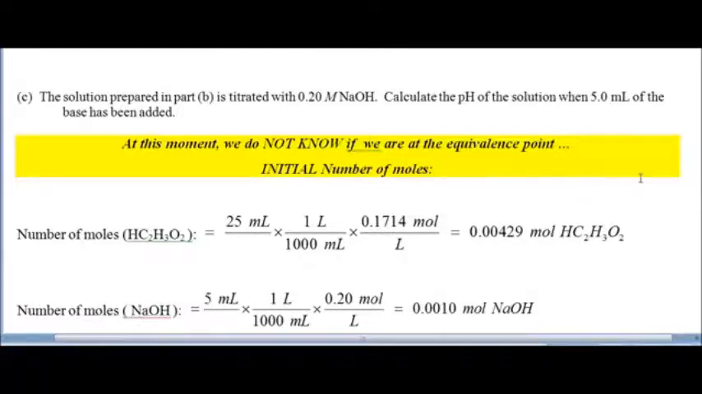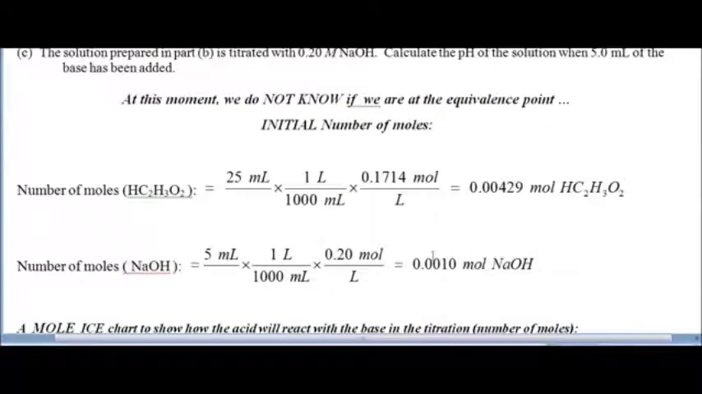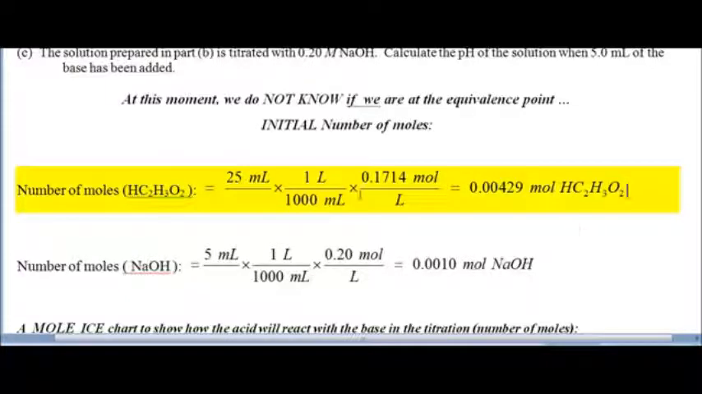That's a huge concept in titrations. Even more of an understanding is making sure that you realize that when you're doing a titration, you must convert your volumes and molarities into moles and compare the two. So what we need to do first of all is find out how many total moles of the acetic acid we have. So we're going to take our volume, 25 milliliters, multiply it times the molarity, which is 0.1714 molarity, to get our total number of moles, which in this case is 0.00429 moles of acetic acid.